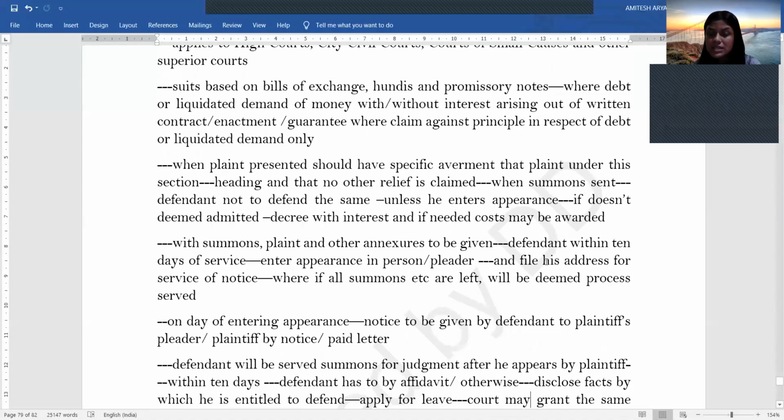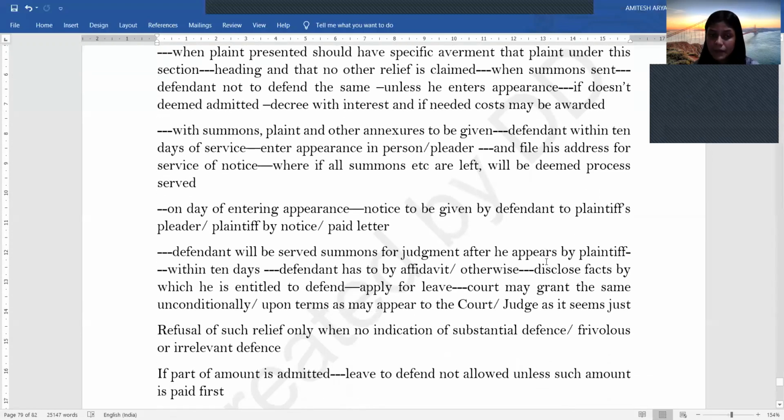Now, when the summons is being sent, all plaints, all annexures, all relevant documents are also to be sent to the defendant. Within 10 days of the service of such a summons, the defendant can either appear in person or by a pleader. He can file his address for service of notice, etc. And if all that is done, then it will be deemed that the process has been served properly. And on the day the defendant appears, notice will be given by the defendant to the plaintiff's pleader or plaintiff by notice or a prepaid letter.